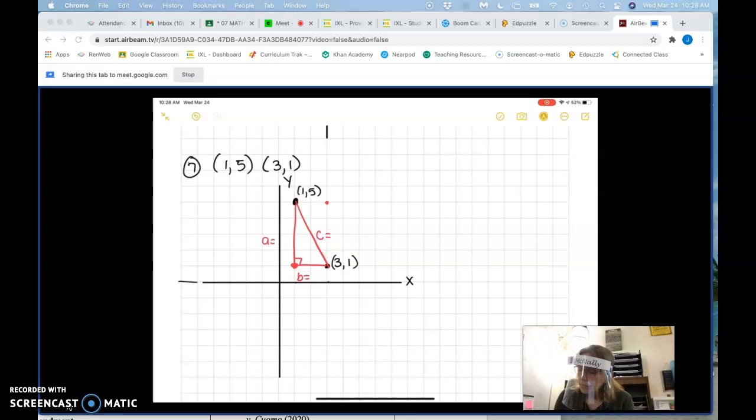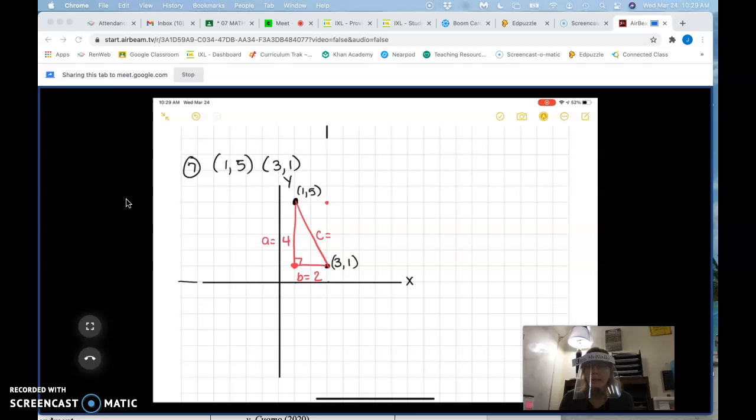Side A is, I got this. Okay, so side A is 4 squares, side B is 2 squares, and we're going to plug it in. What will my formula say? A squared, or 4 squared plus 2 squared. That's right. 4 squared is 16. What's 2 squared? 2 squared is 4. The answer would be 16 plus 4 is how much?